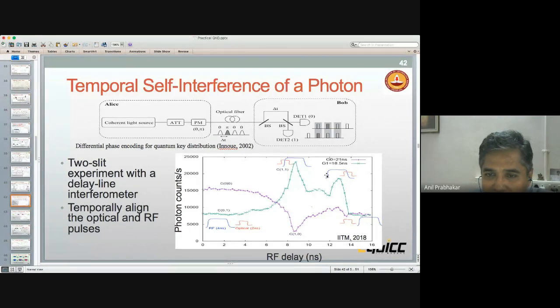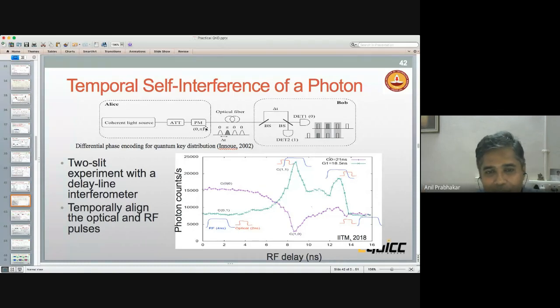Every time the RF pulse cuts the optical pulse, you will get a peak. It could cut it either at the leading edge or at the trailing edge. And we got two peaks out there. And what this means is that we are interfering the front of the photon with the back half of the photon. Now that is again something, it's not non-intuitive.